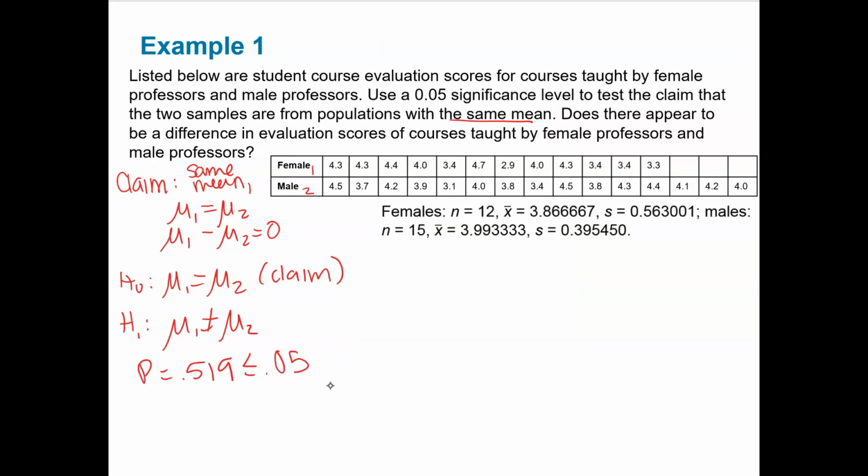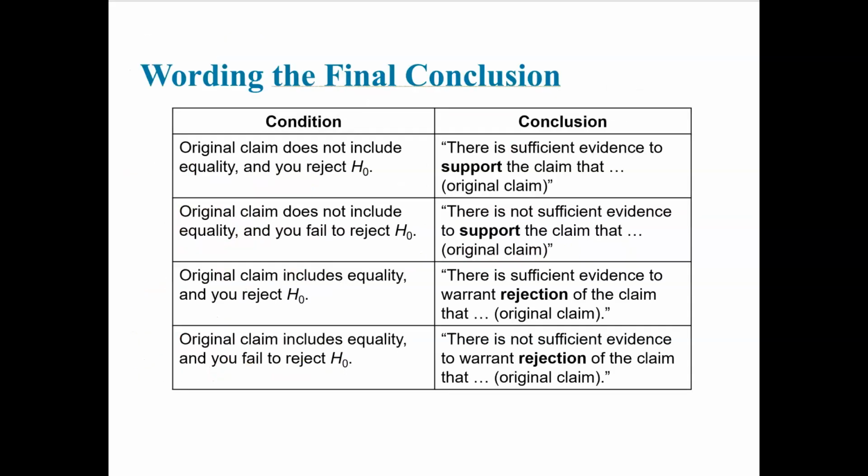So how does our p-value compare to our significance level? It is greater than, not less than. So we would fail to reject the null. So our original claim had equality, and we failed to reject, so there's not sufficient evidence to warrant rejection of that claim.